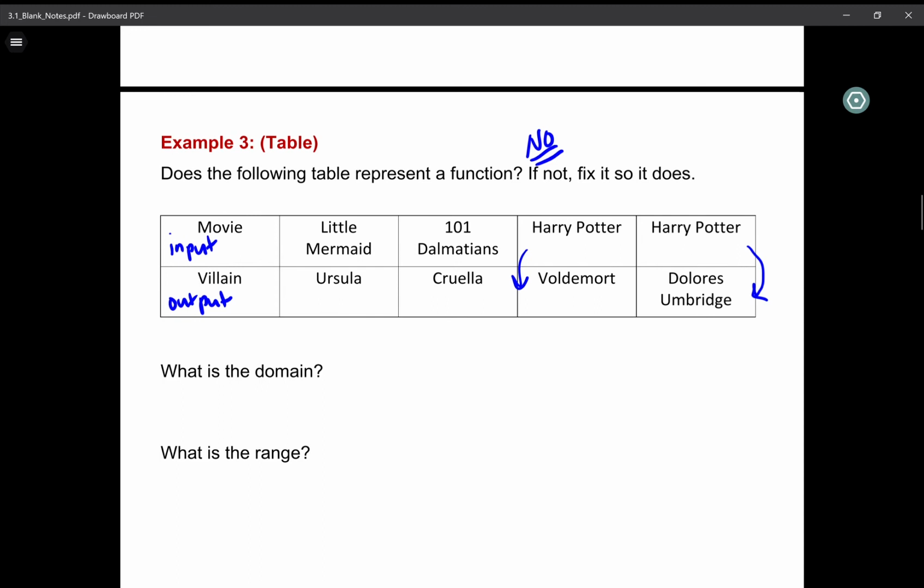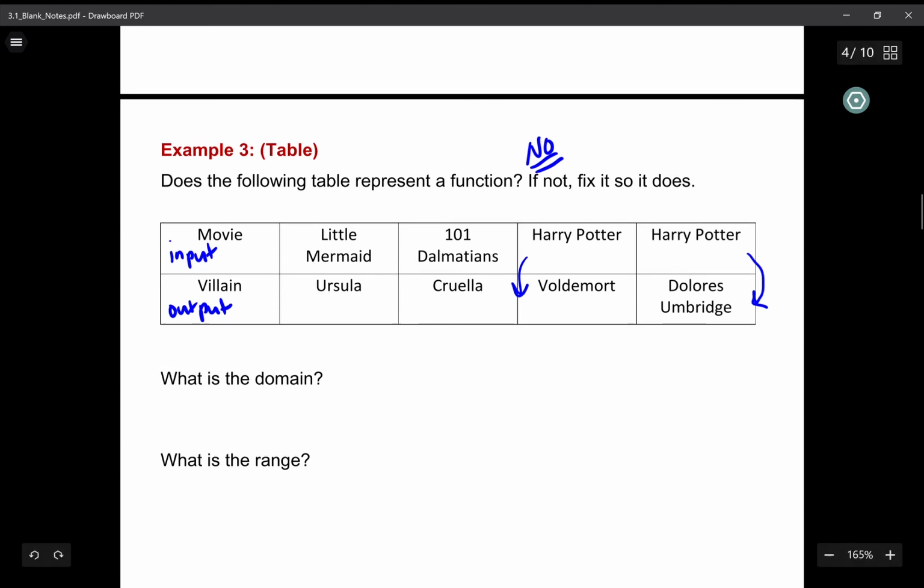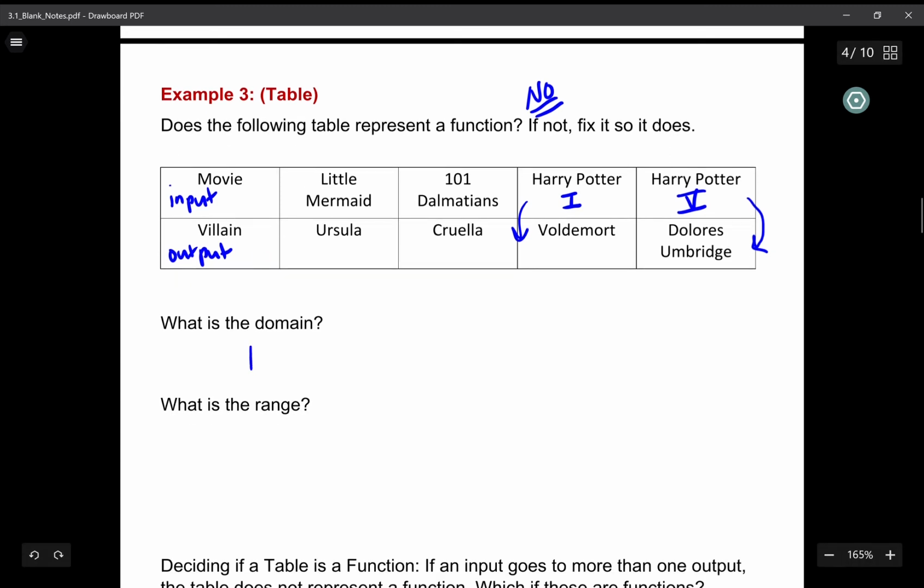So how could we change this? Well, maybe we make the first Harry Potter into Harry Potter 1, and the second one was Dolores Umbridge, I think, in Harry Potter 5. And now we have different inputs. So Harry Potter 1 gives you a villain of Voldemort, and Harry Potter 5 gives you a villain of Dolores Umbridge. Thinking about this, what would my domain be?